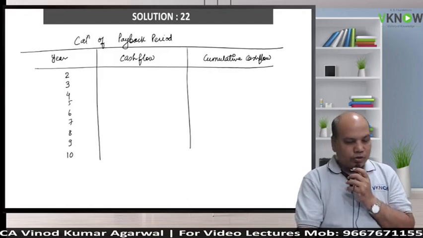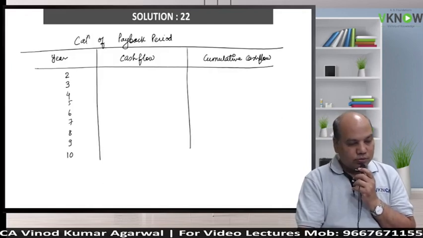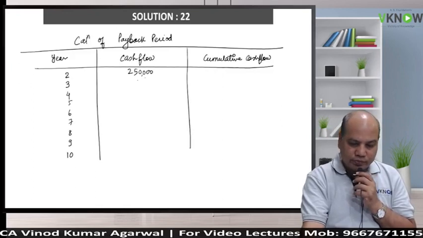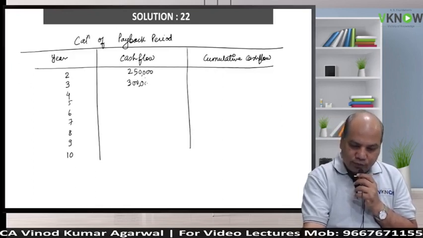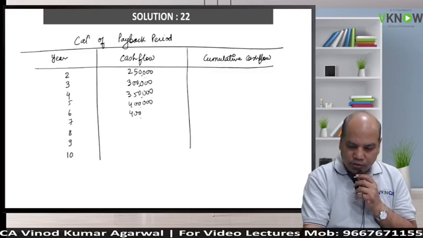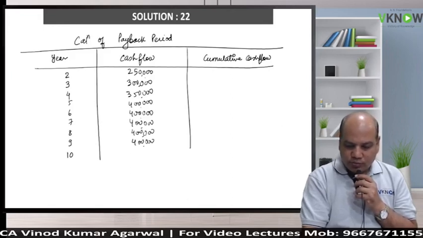Okay. So year 2 cash flow is how much? 2,50,000. Year 3 is how much? Year 4 is how much? Very good. Year 5 is how much? 4 lakh. And then you keep writing 4 lakh. Understand, do not use shortcuts. There are shortcuts, but for exam purposes shortcuts will not give you marks.